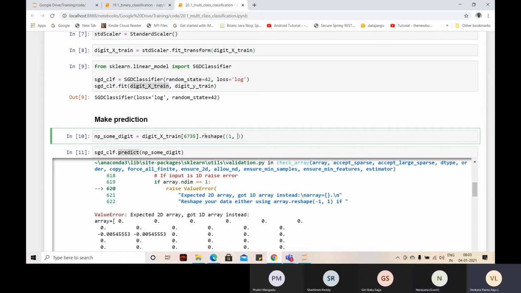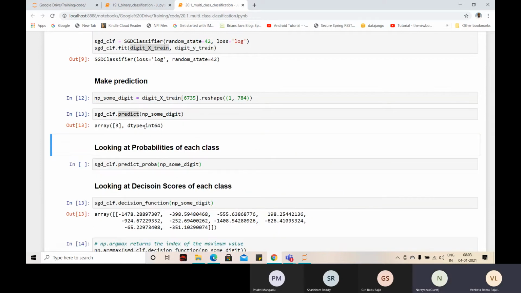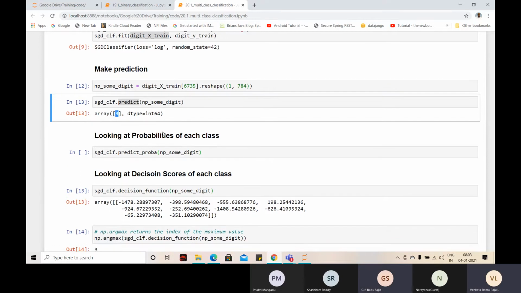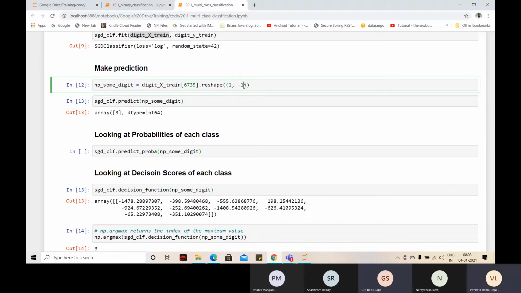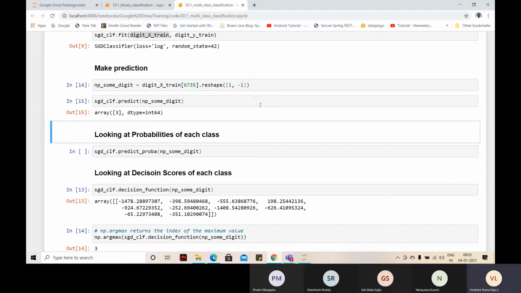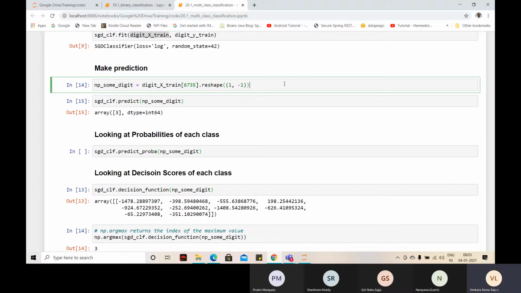1 comma 784. How will it work? The record belongs to 3. Sir, you cannot put whatever shape for the other column value, right? Because it depends on the number of x's, like x1, x2, x3, like that, isn't it? We can say -1 there. Got it?